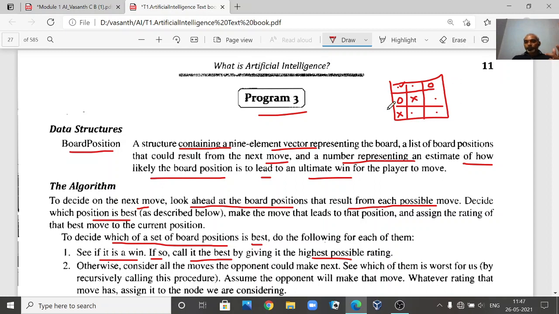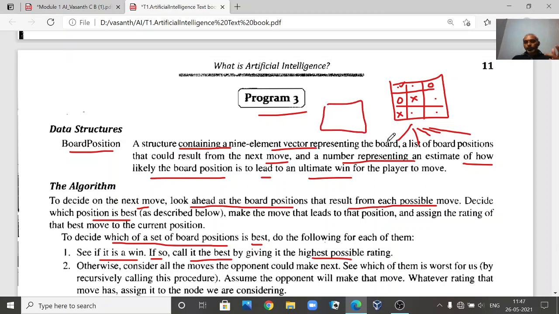From this board position, there are 1, 2, 3, 4 and 5 possibilities. Now the first position is that you are going to place X here, that means down here. I'll write this diagram for more clarification.